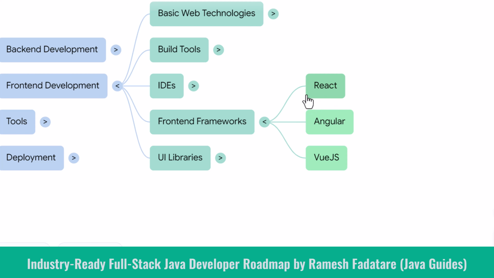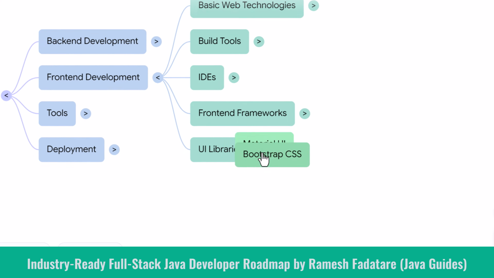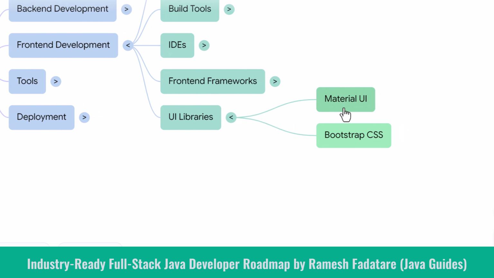To make your front end visually appealing, you use UI libraries. Material UI and Bootstrap CSS help you style buttons, forms, navigation bars, and layouts quickly. These libraries save development time and help you build consistent, responsive designs across your entire application.